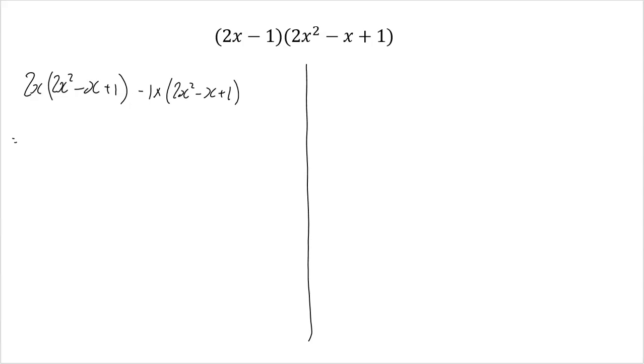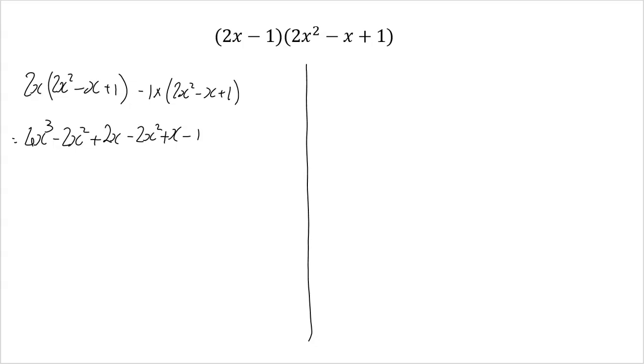So that first bracket would become 2x times 2x squared, so I've got 4x cubed, 2x times minus x is minus 2x squared. I've then got plus 2x. Second bracket is times by minus 1. Essentially that means flip the signs of everything. So minus 1 times 2x squared is minus 2x squared. Minus 1 times minus x is plus x. Minus 1 times plus 1 is minus 1.